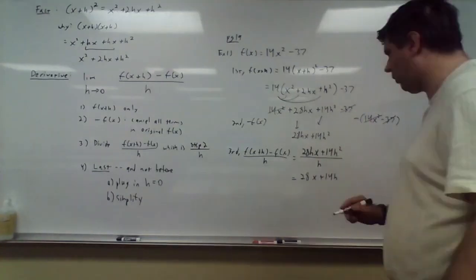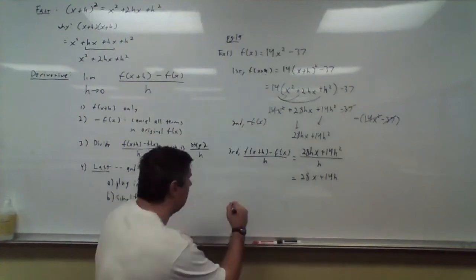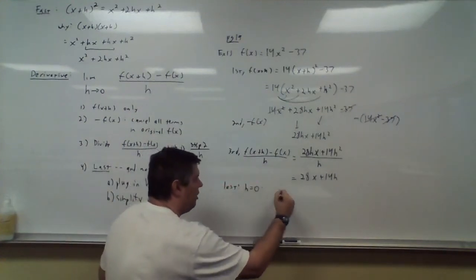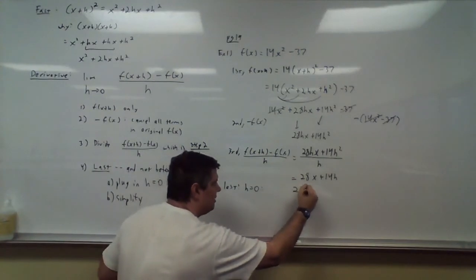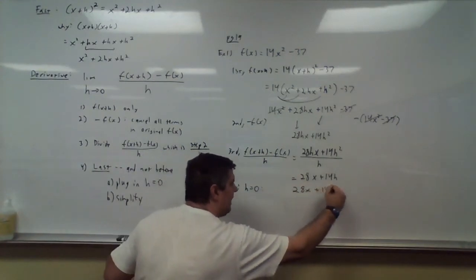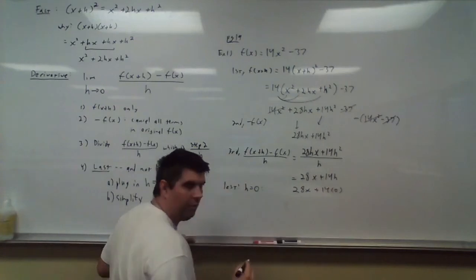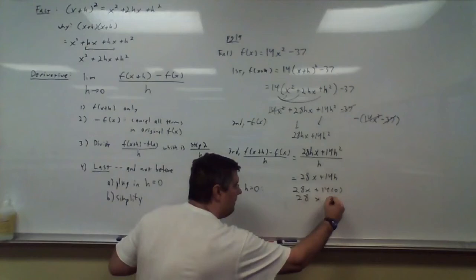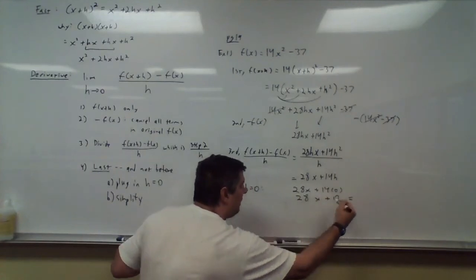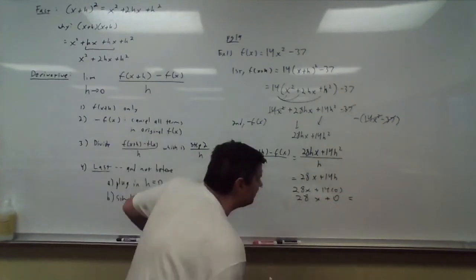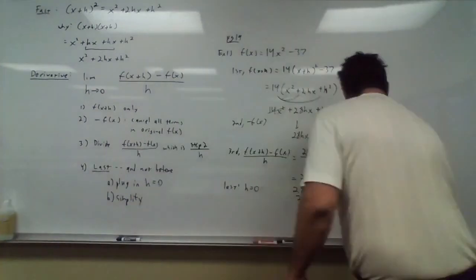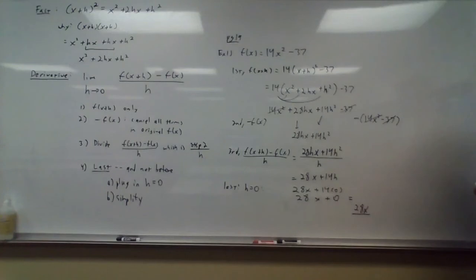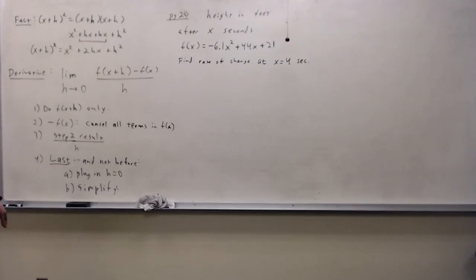Last, and not before, last, h equals 0. So I will have 28x plus 14 times 0. Okay? Which gives me 28x plus 0. The derivative is 28x. That is your derivative. All right.